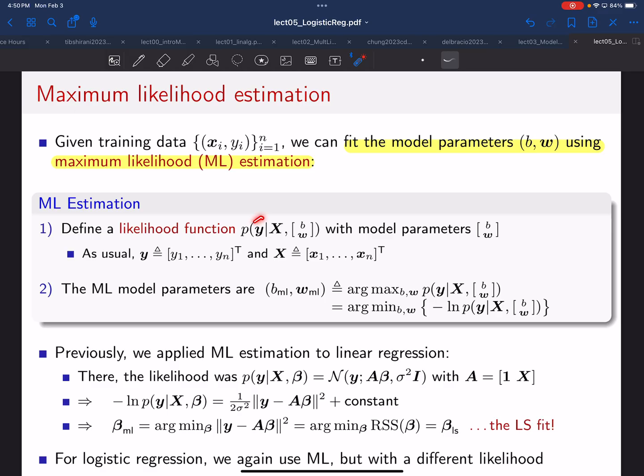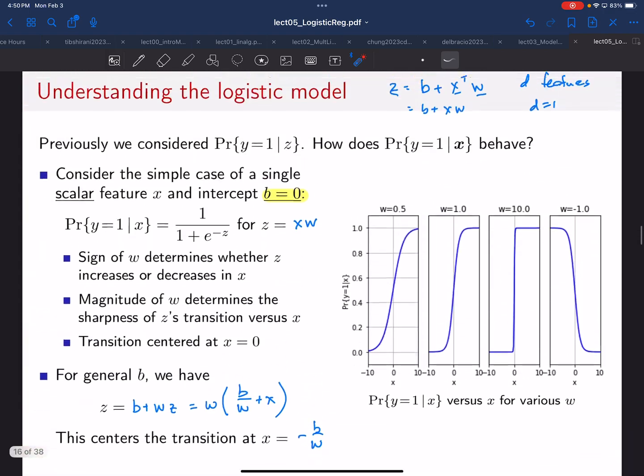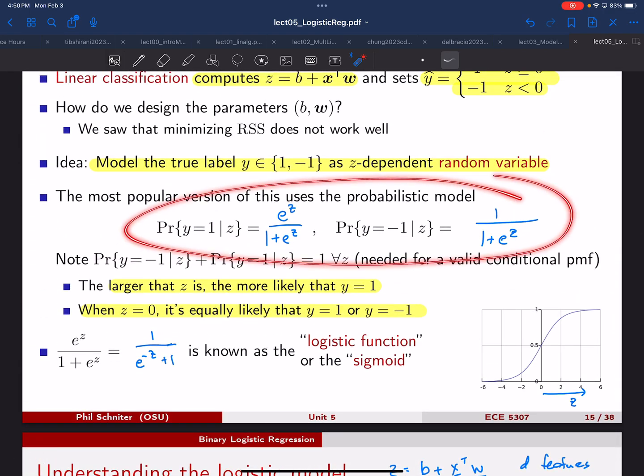And as usual here, these are our training quantities. So we always have n training samples. So this vector y is a column vector containing the labels y1 through yn. And then this matrix X has rows of x1 transpose through xn transpose. So for each data point, we have one label and one of these feature vectors. Okay, so that's the first thing, is defining a likelihood. And actually, that's what we did, right? We got our likelihood over here. This determines our likelihood function.